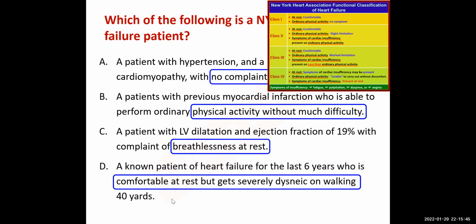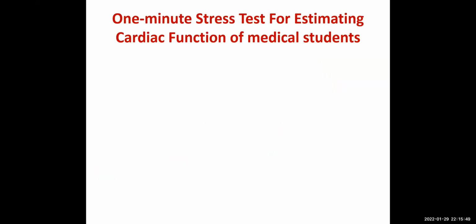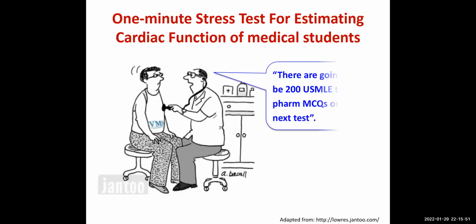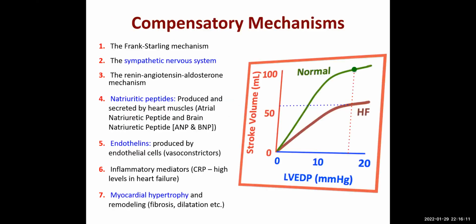So the correct answer in this case is D, all right? Now, that's just a cartoon. There are going to be 200 USMLE type pharm MCQs on the next test. If you say that to a medical student, obviously his heart is going to be stressed and he will get tachycardia and whatnot. All right, now we go on to the drugs, drugs used in the treatment of heart failure.